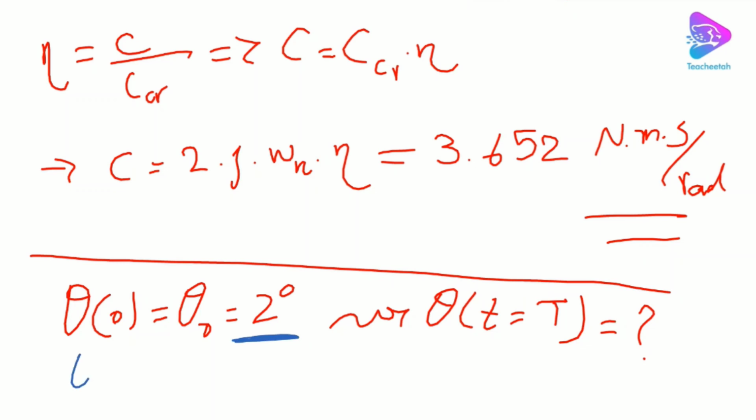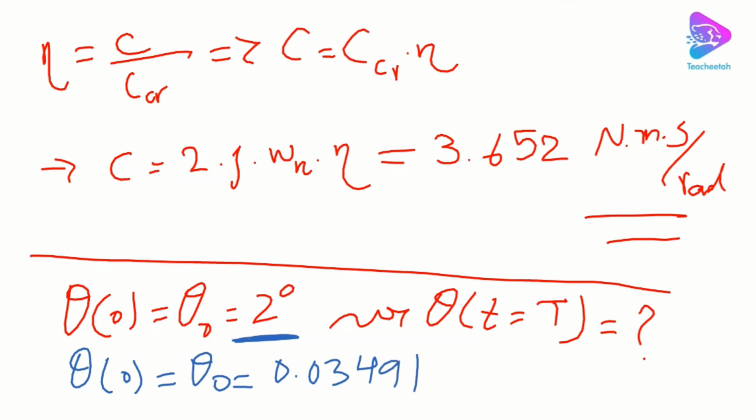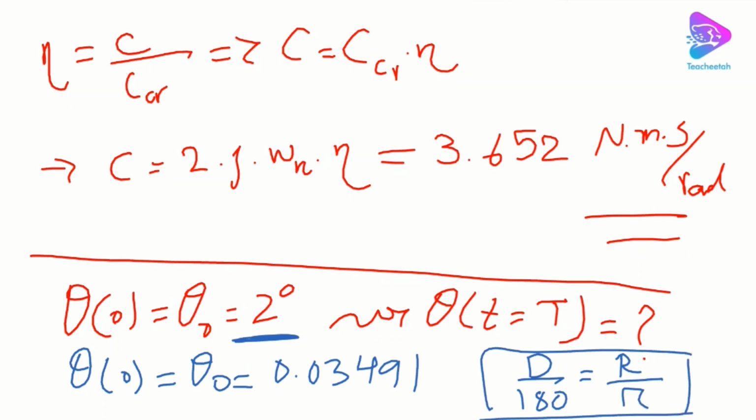So remember, theta naught or theta at 0 is equal to, if we just do some manipulation and you know how to convert degrees to radian, 0.03491. How can you do that? I always use a simple formula, which is degree over 180 equals radian over pi. So pi is 3.14 or something. So you can use this formula for your conversion.